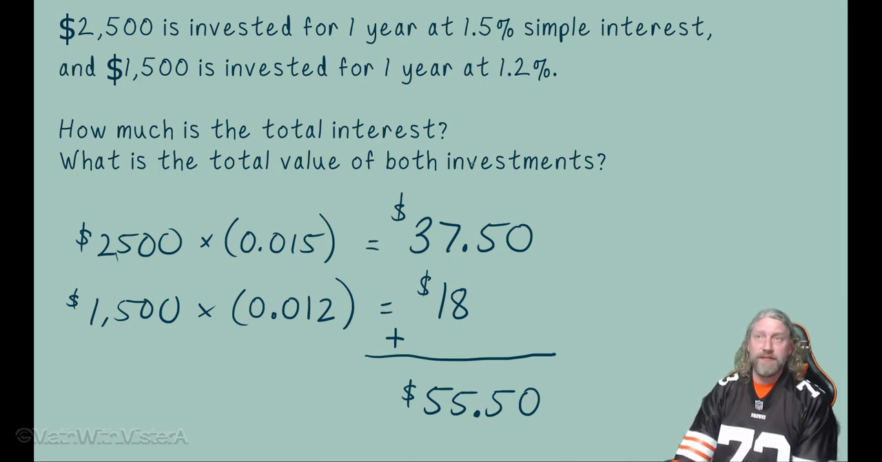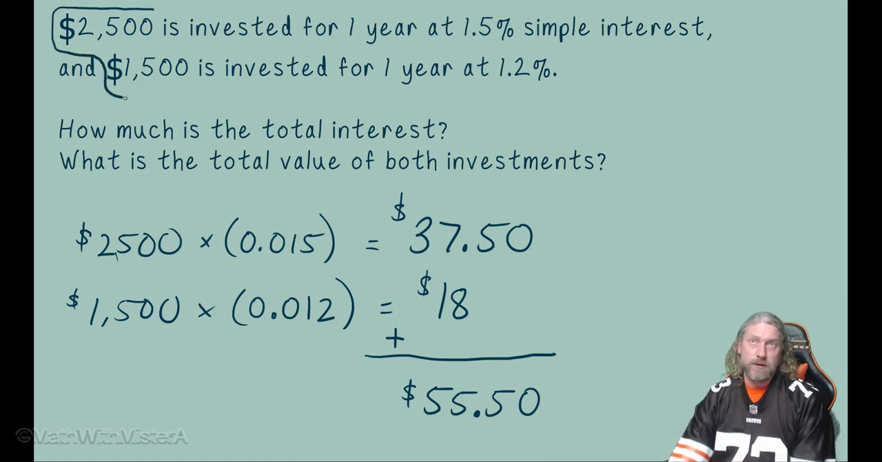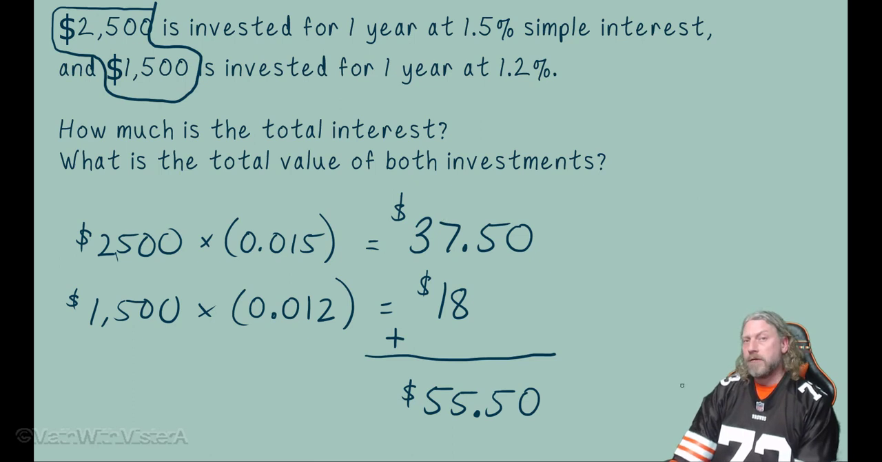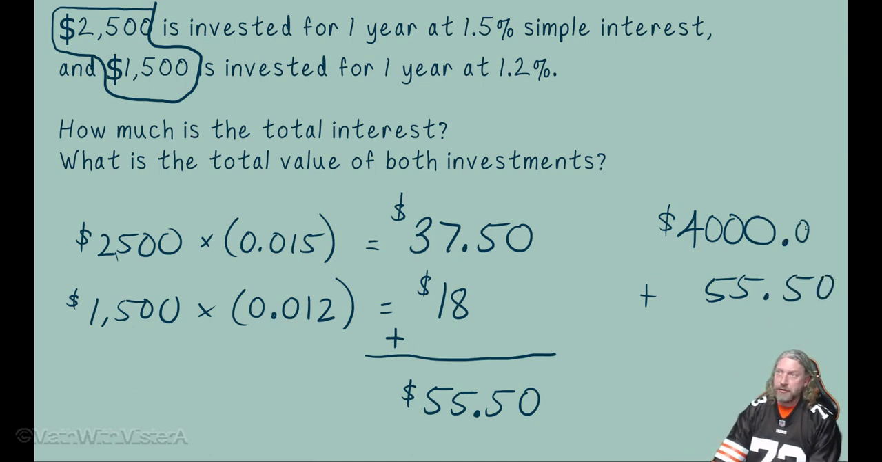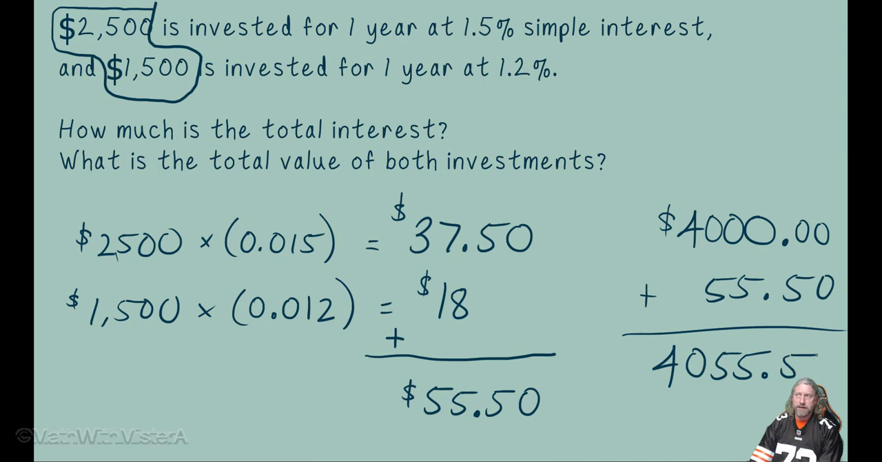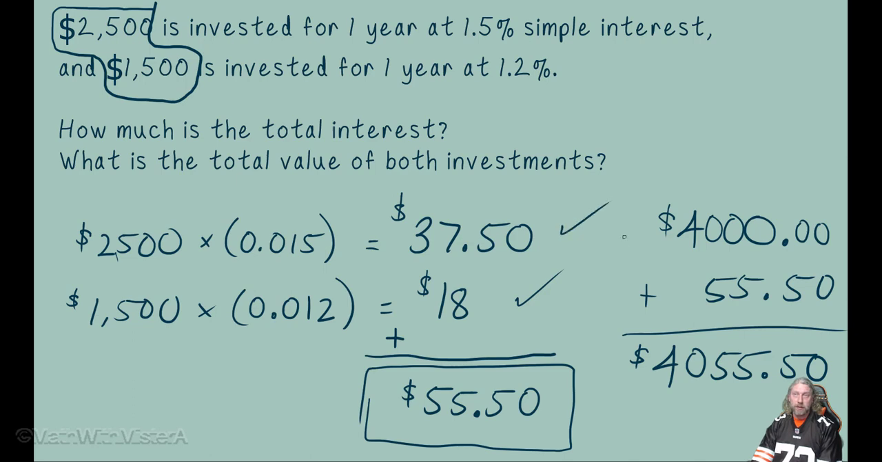And then for the total value of both investments, we noticed that we started with $4,000 if we combined the principal from those two accounts. And then we'll add in our interest, $55.50. And another opportunity to notice that we like to line up those decimal points when we're adding things up. $4,055.50 would be the total value of our original principal plus this extra interest, the total from the two individual accounts. Okay, now we're ready to tackle some problems.